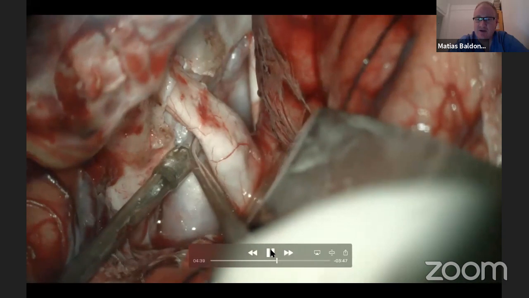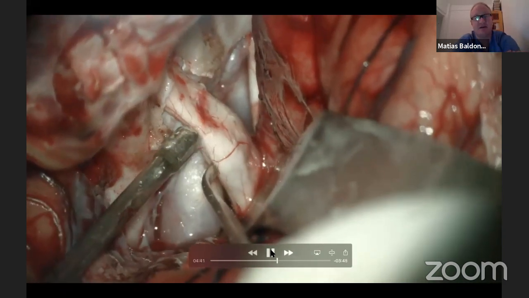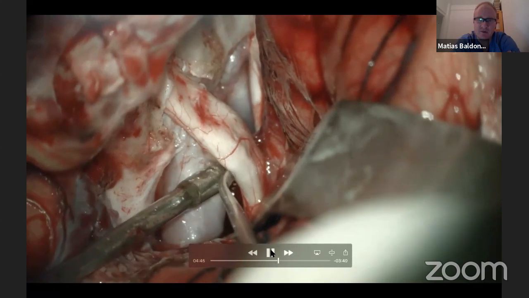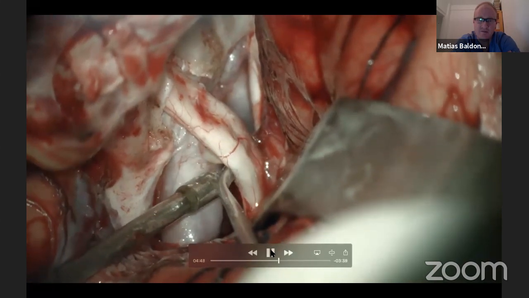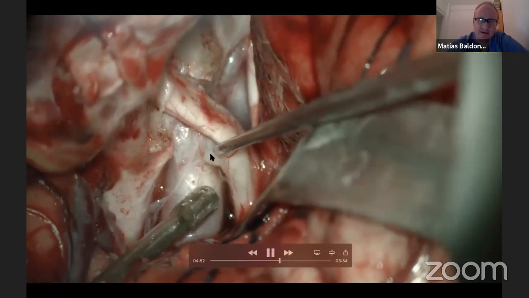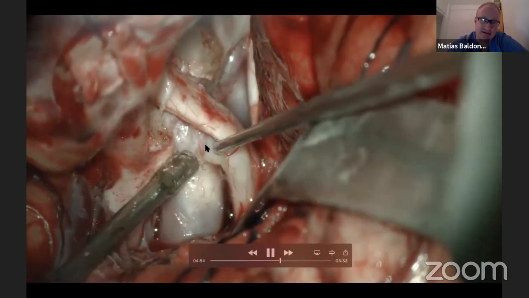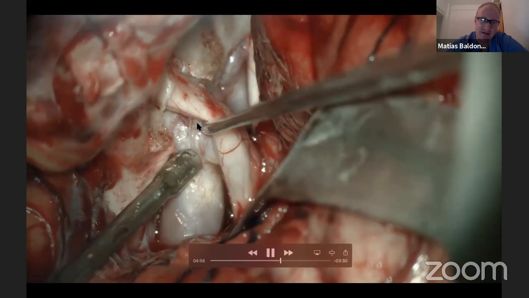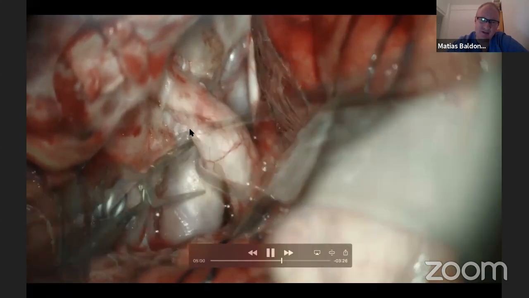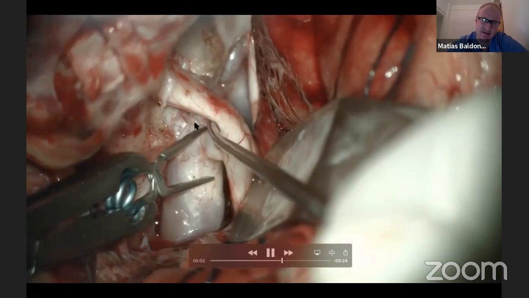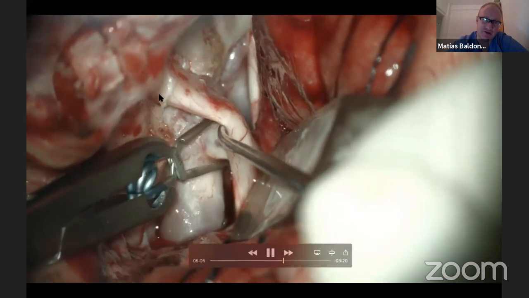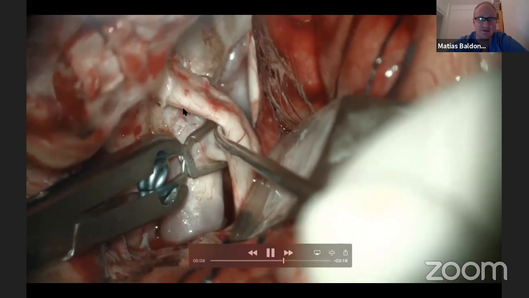dissecting the arachnoid between the space of the carotid, optic-carotid space, and we can observe this small aneurysm and the point where the ophthalmic artery is leaving the carotid artery for entering the inferior surface of the nerve.